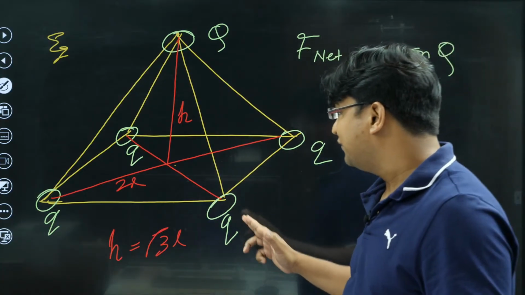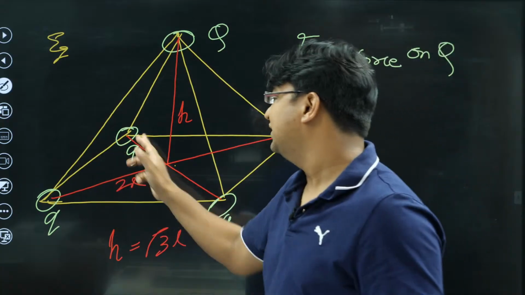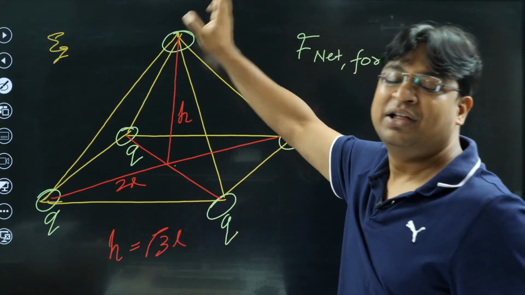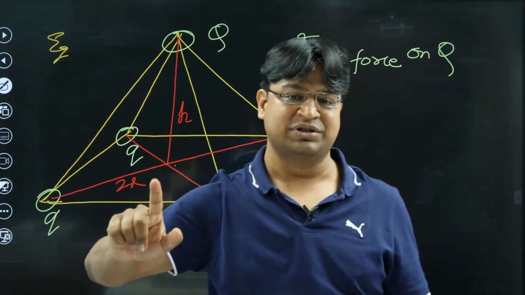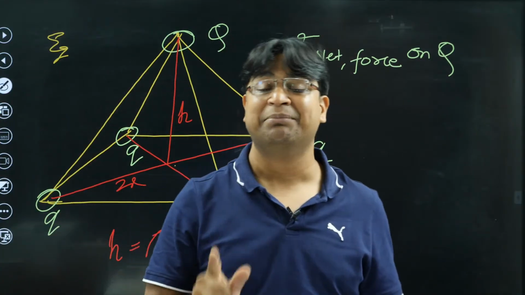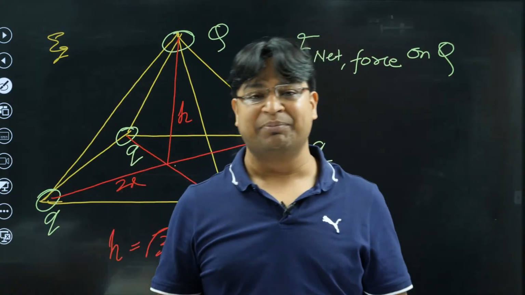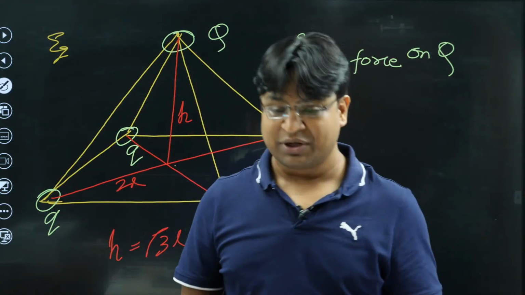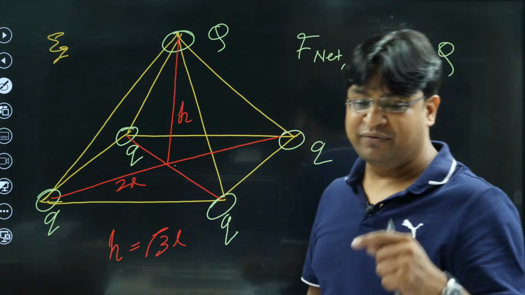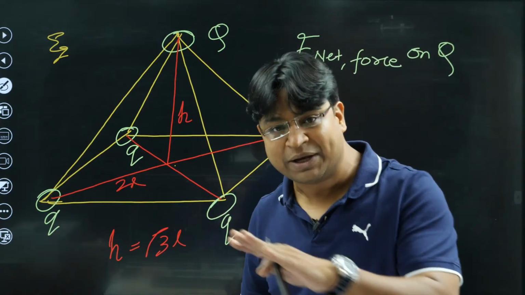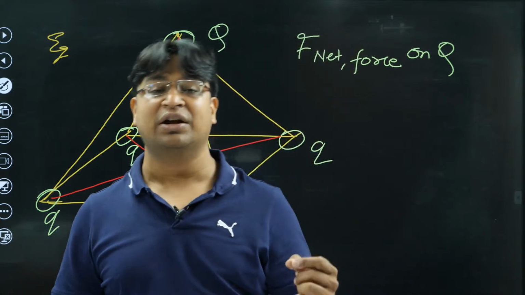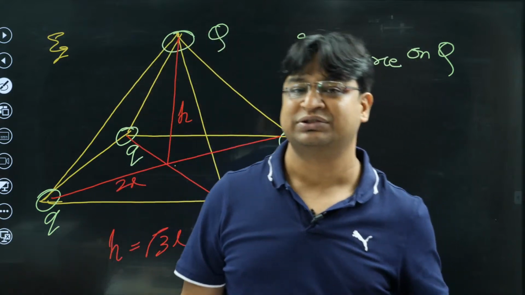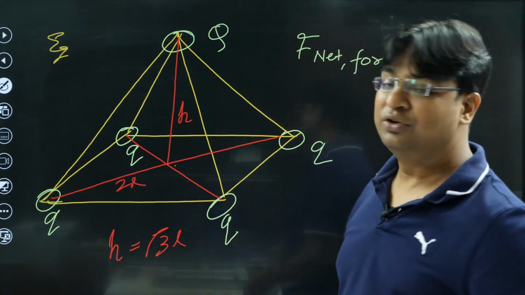Because the forces that these particles will exert on this particle are non-coplanar forces. They don't belong to the same plane, unlike all the previous examples that we did. In all the previous examples, all the forces were coplanar, so it was very easy for us to find the resultant of those forces. Now the forces are non-coplanar.